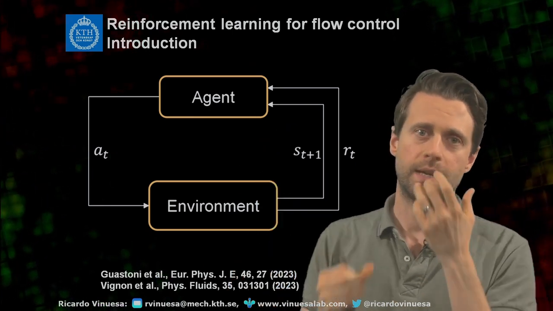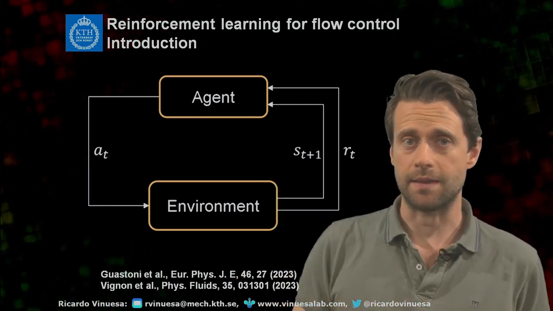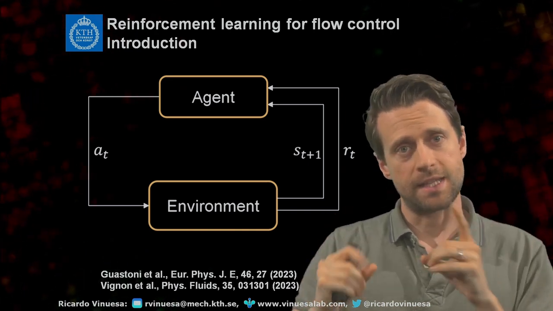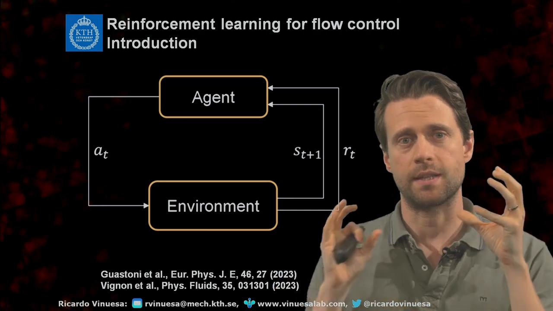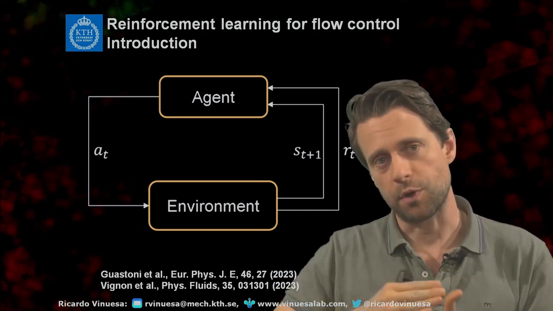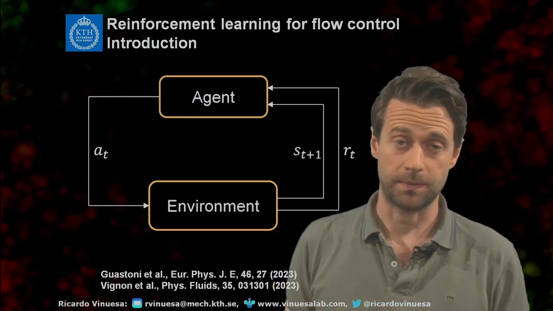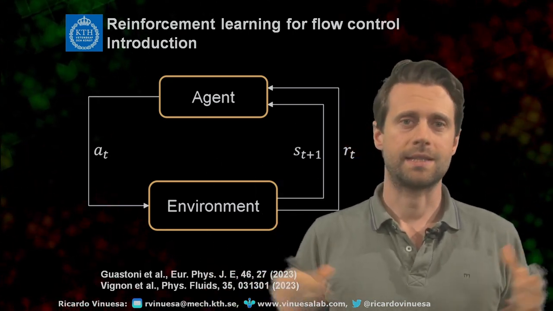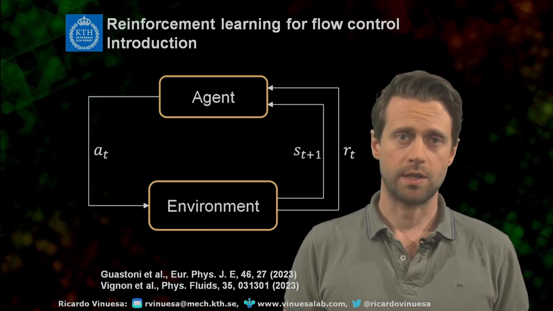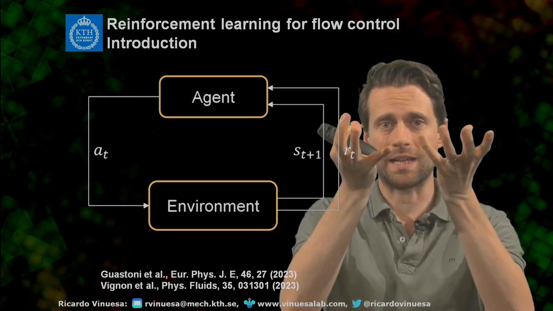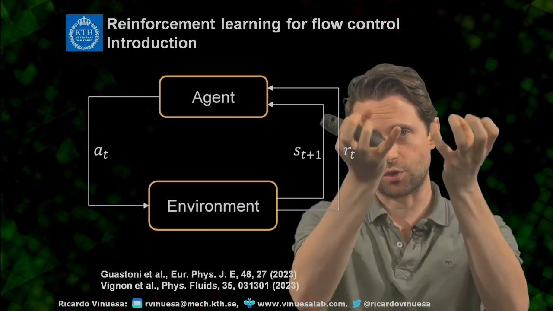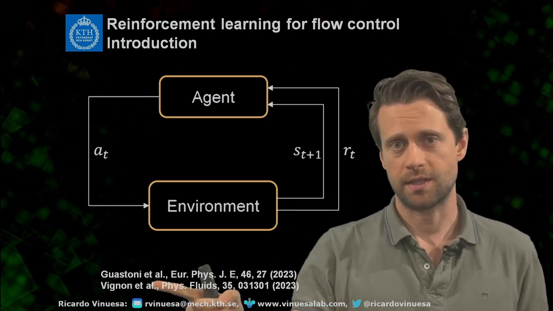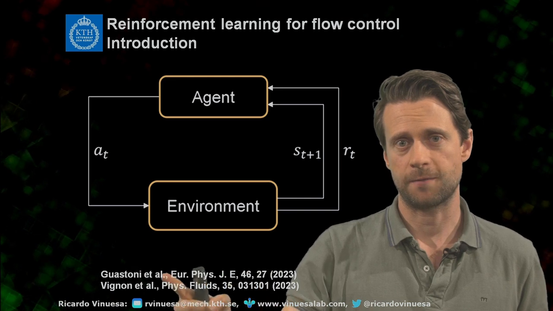Then, through trial and error, the idea is to converge to a policy which will give us, given the state of the system, the optimal set of actions that will maximize the reward in the long term. With this premise, we're going to try to devise novel strategies to control turbulent flows. We're going to focus on blowing and suction at the wall, so we're going to inject or remove momentum from the flow. This is work led by Luca Guastoni, and it is published in the European Physics Journal E.